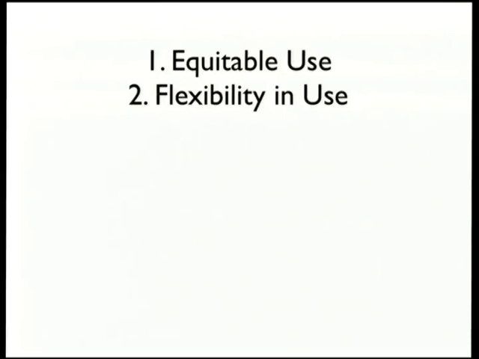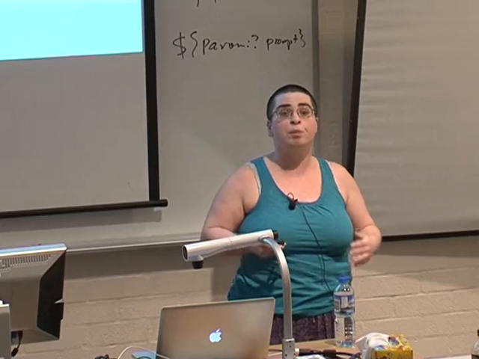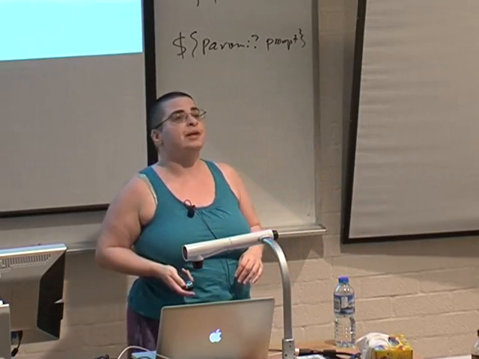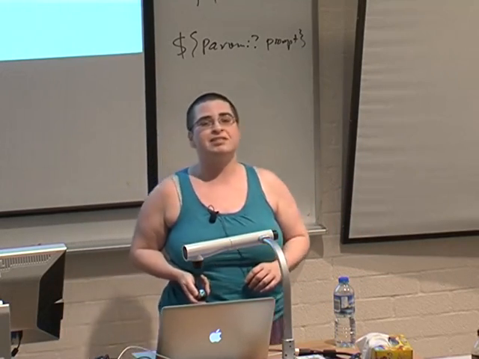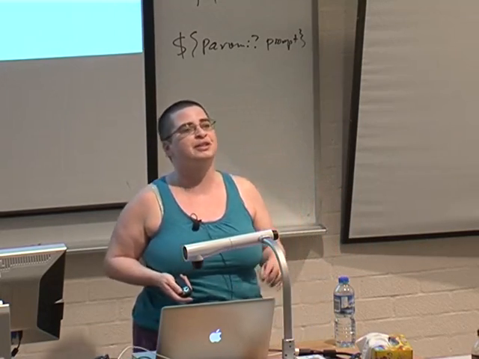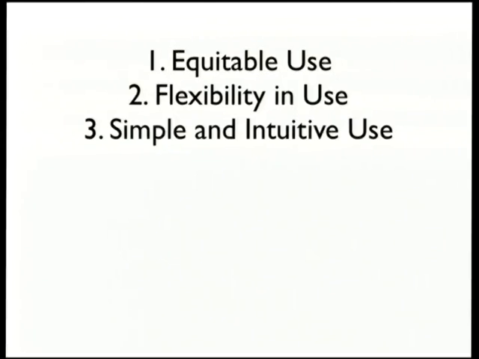Flexibility in use. That means that the design accommodates a whole range of preferences. You can make it do what you want it to do. The more open, hackable, etc., the better. Open source is really, really good at that. Except to the point where it violates point 3, which is simple and intuitive use, because sometimes when you've got all the little knobs and dials that you can twiddle, it starts getting incredibly complicated, and the design stops being easy to understand. So that's also something you have to pay attention to.